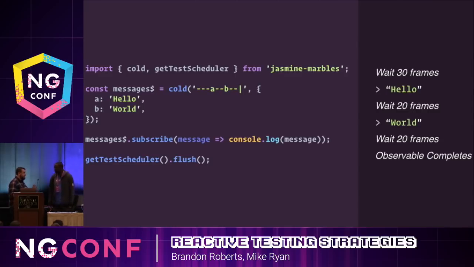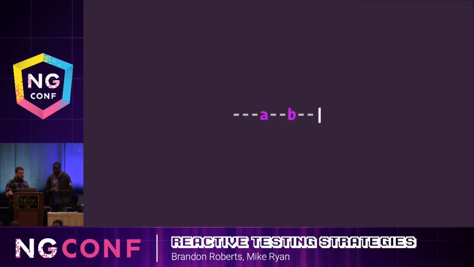Okay, but I think we should probably show them a few more examples of this marble syntax before we get to some tests. So again, with that diagram that Brandon was just showing you, every dash represents 10 milliseconds of time. Each character represents an item that the observable is going to emit. And then the bar at the end signifies that this observable is going to complete. So this diagram describes an observable that's going to emit A and B at different points in time, and then will eventually complete at some time in the future.